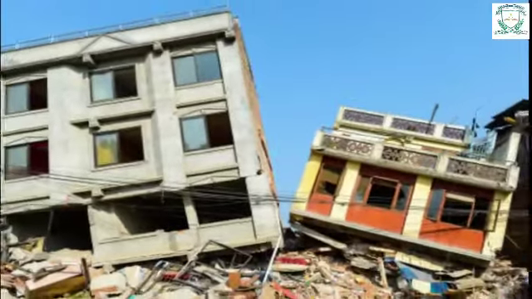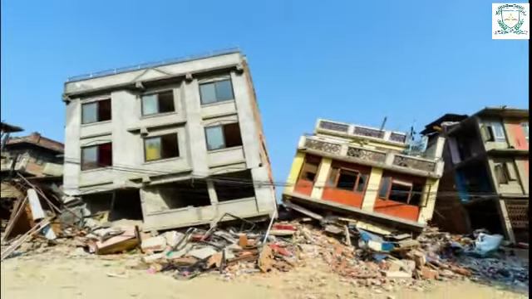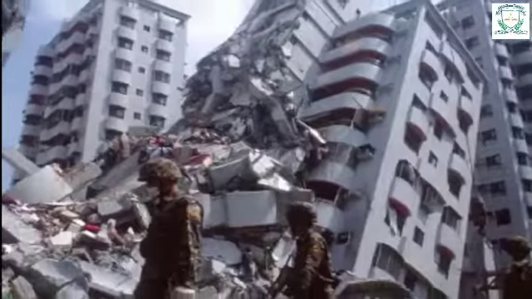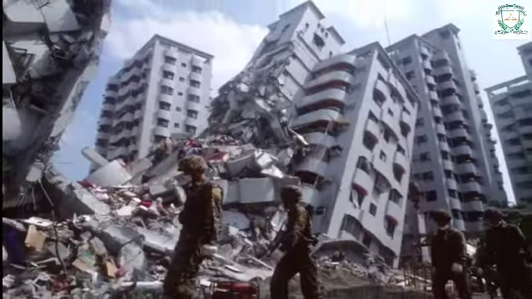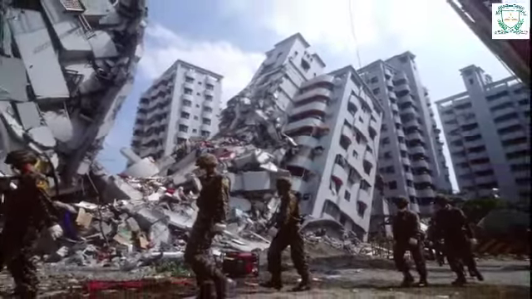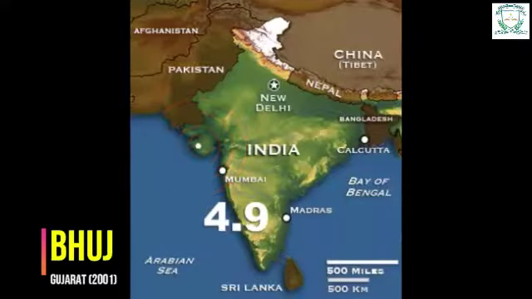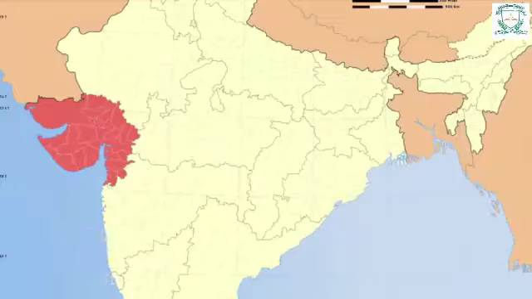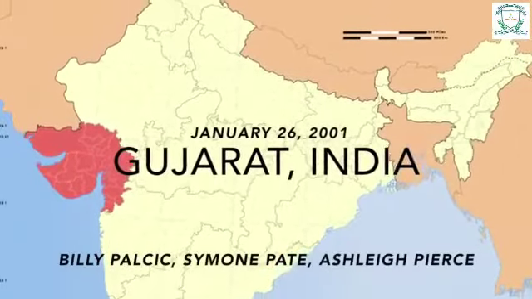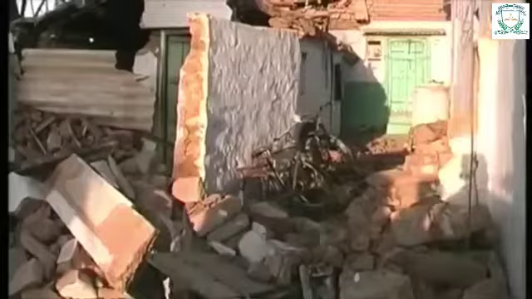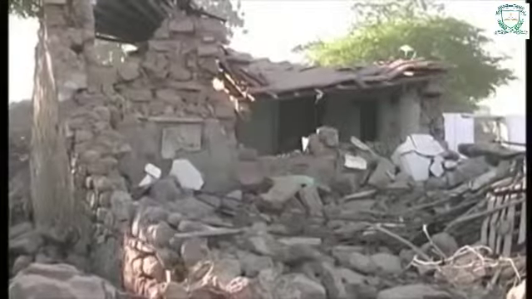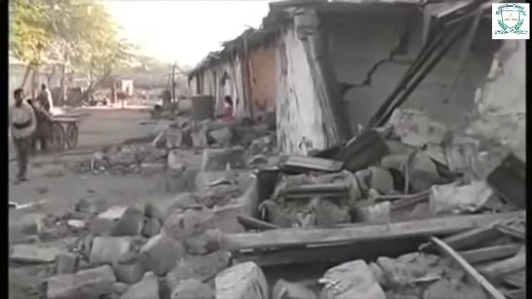The places close to the epicenter are badly affected, causing great damage to life and property. During the Gujarat earthquake of 2001, a city named Bhuj was the epicenter. Many people died and many buildings were damaged in Bhuj.